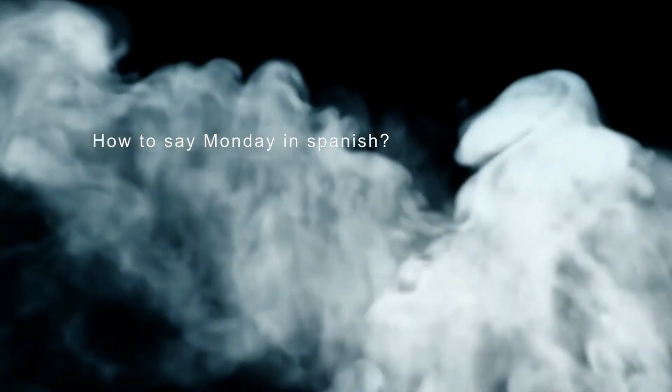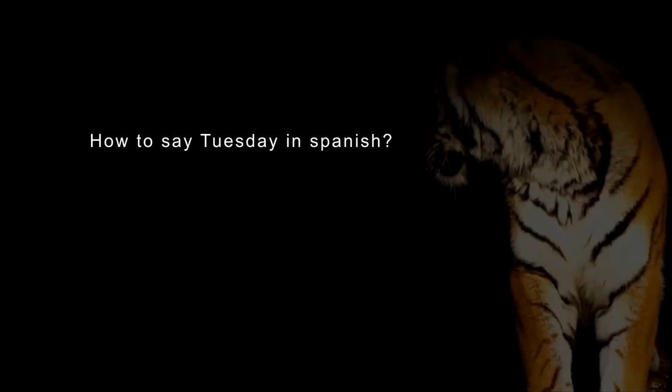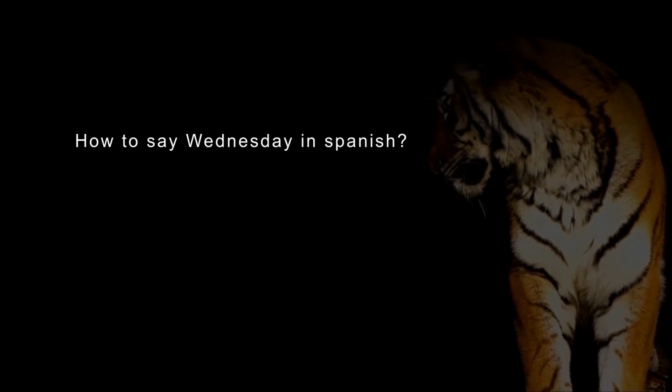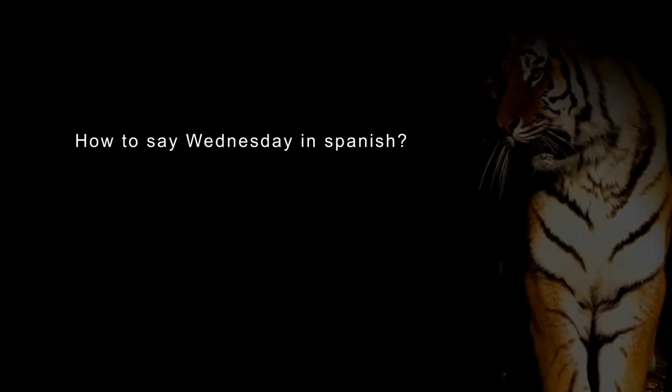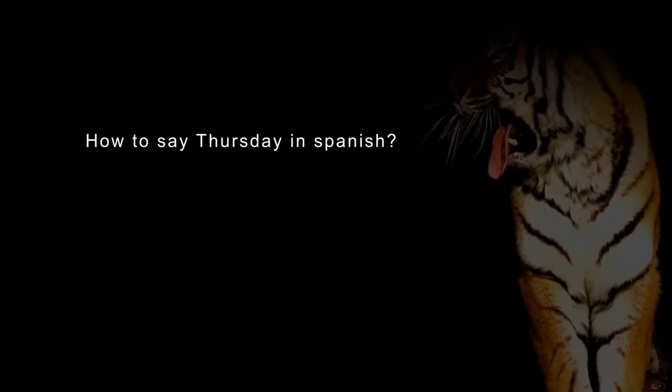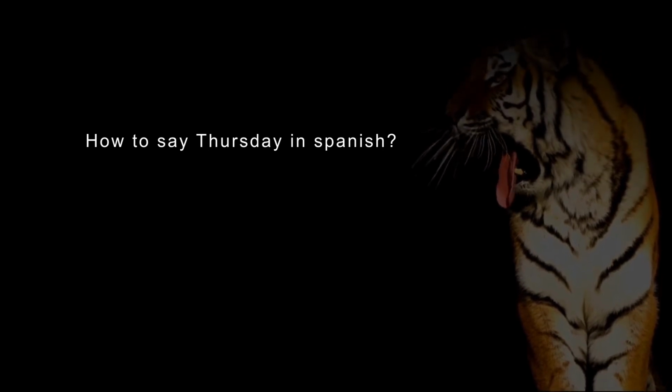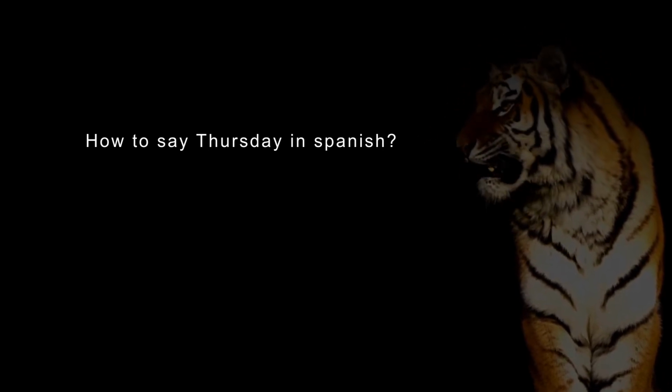First day of the week is Monday. So, how to say Monday in Spanish? Lunes. Second day is Tuesday. So, how to say Tuesday in Spanish? Martes. Third day is Wednesday. So, how to say Wednesday in Spanish? Miércoles. Fourth day is Thursday. So, how to say Thursday in Spanish? Jueves.